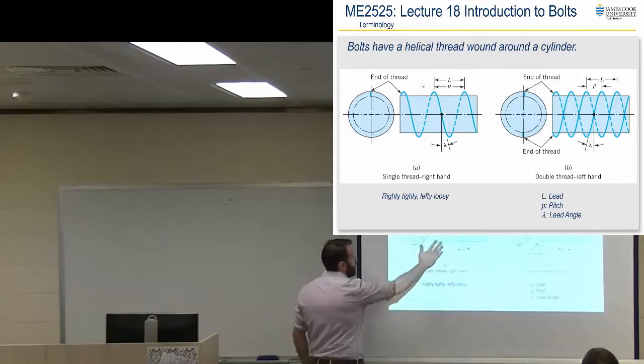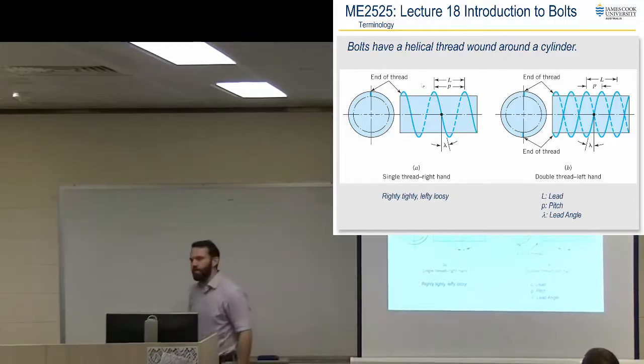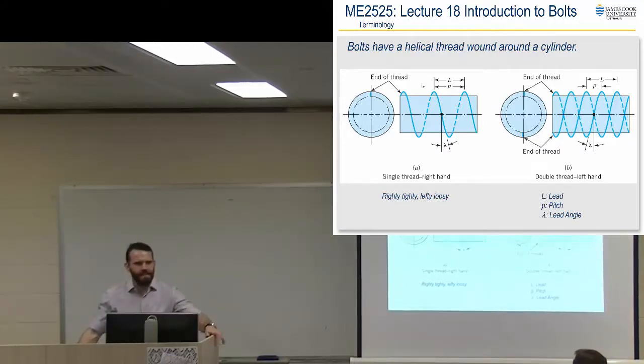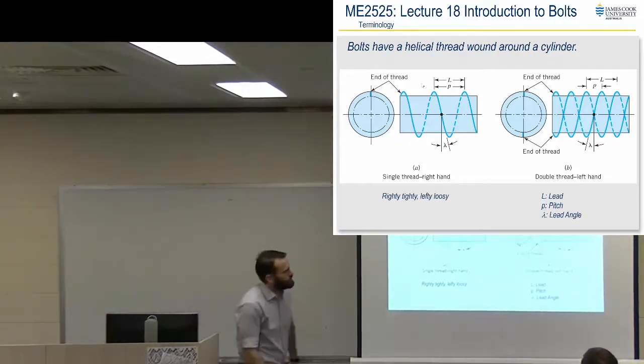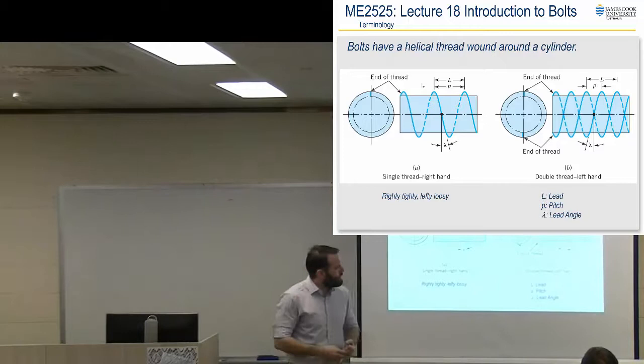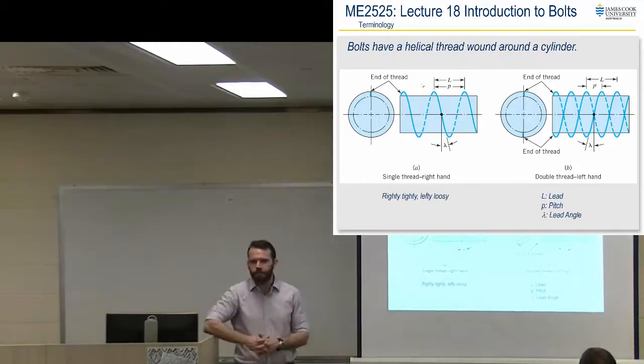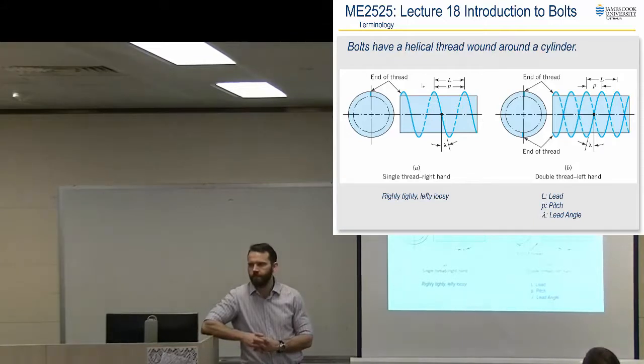Now obviously single threads are the most common. Single threads are the easiest to manufacture. Just do it with a standard tap kit. You need very specialized tap kits to do the double thread version. Why might we use a double thread? Anyone? Have the same length, but you can have twice as much contact.